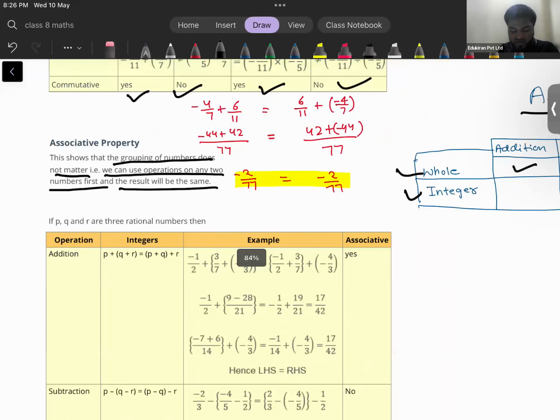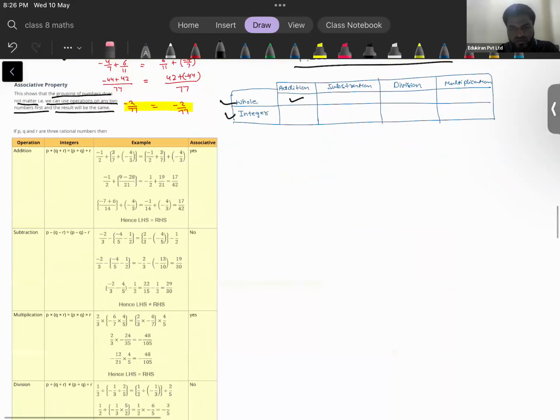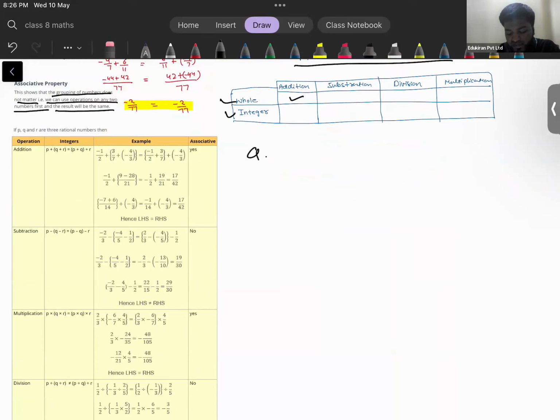Meaning that if you are given whole numbers, integers or rational numbers A, B, and C, they can be added, subtracted, multiplied, or divided. Basically, the property says that these operations can be done on them in any order, but not all operations are applicable, right? So if we check it for addition, can we do it like this?